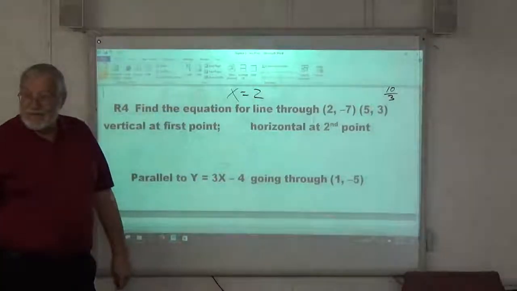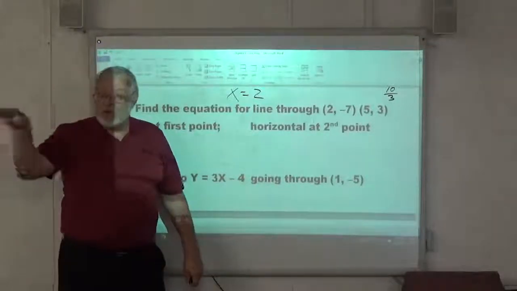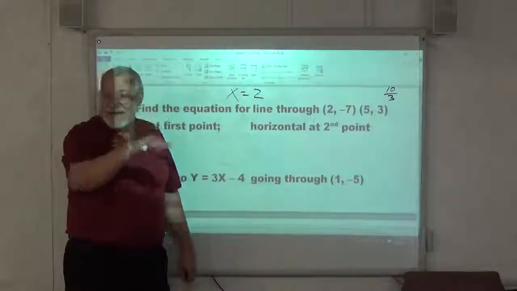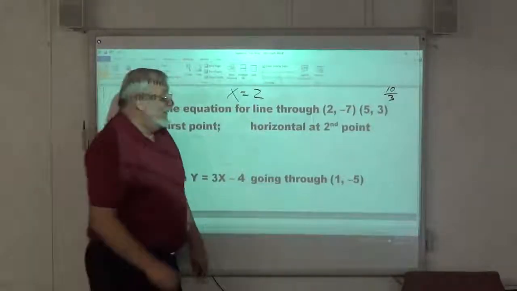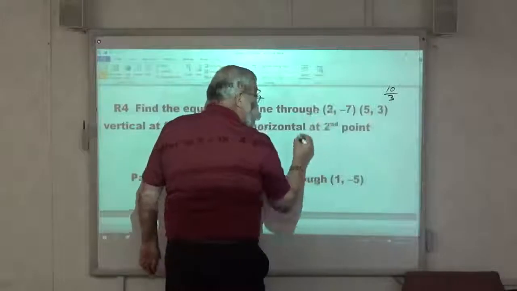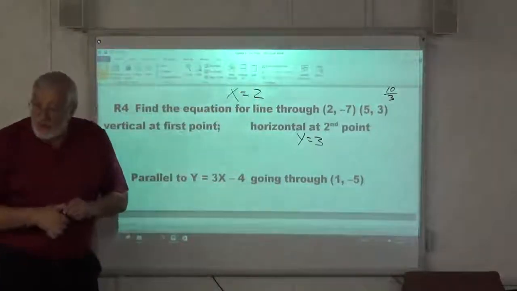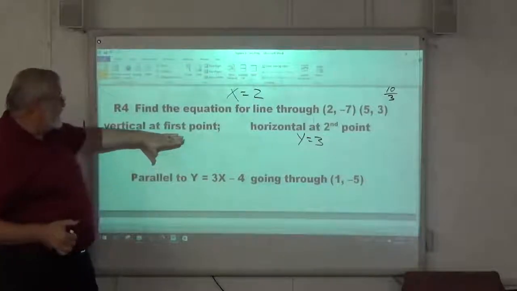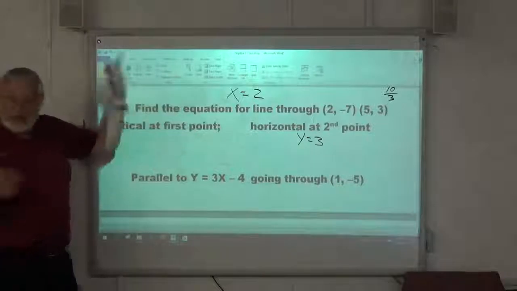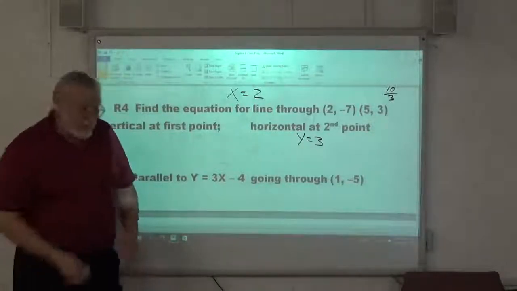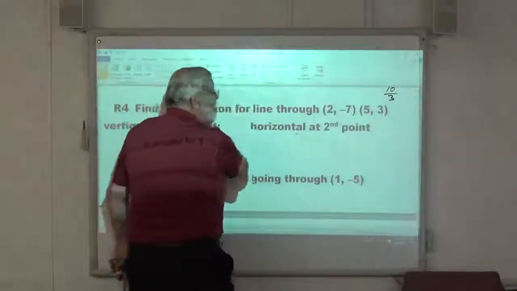Now, horizontal. Horizontal goes this way. Y equals, so second point. Y equals 3. That's not hard. Give me those all day long. Once you learn that the horizontal line is y equals and the vertical line is x equals, you can do them all day long. Cool.